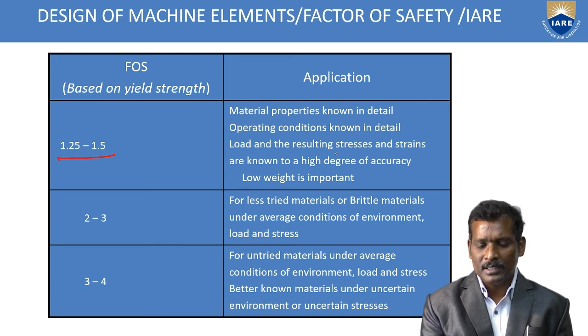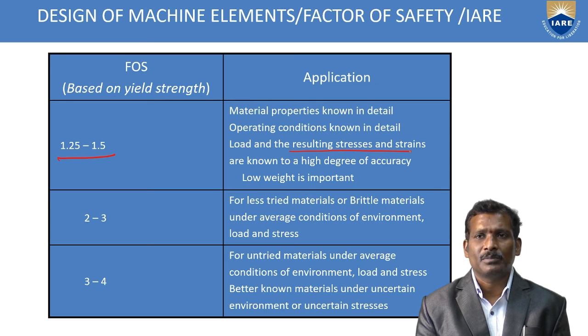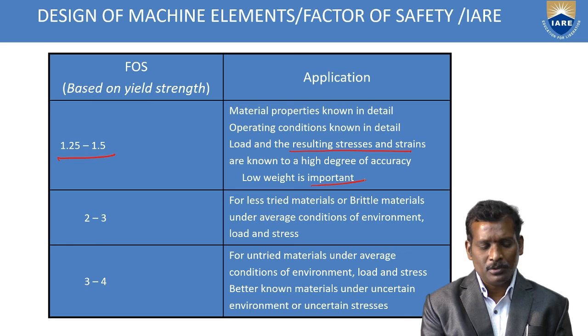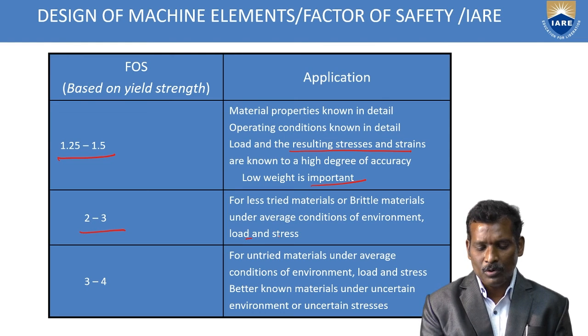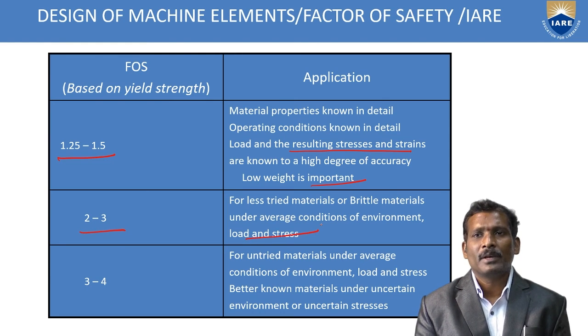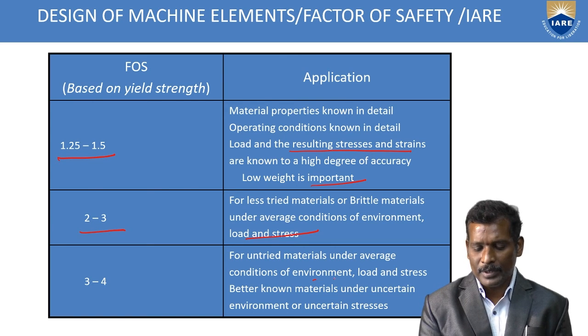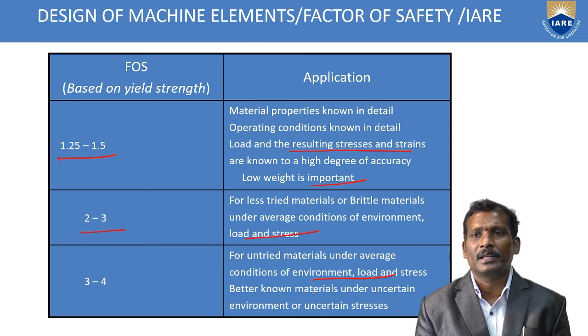Load and the resulting stresses and strains: this is another application. If the resulting stresses and strains are known to a high degree of accuracy, and low weight is important. Clear? The next one is 2 to 3. For less tried materials or brittle materials under average conditions of environment, load and stress, you can take 2 to 3. For untried materials under average conditions of environment, load and stress, and better known materials under uncertain environment or uncertain stresses, in that case you can take 3 to 4.